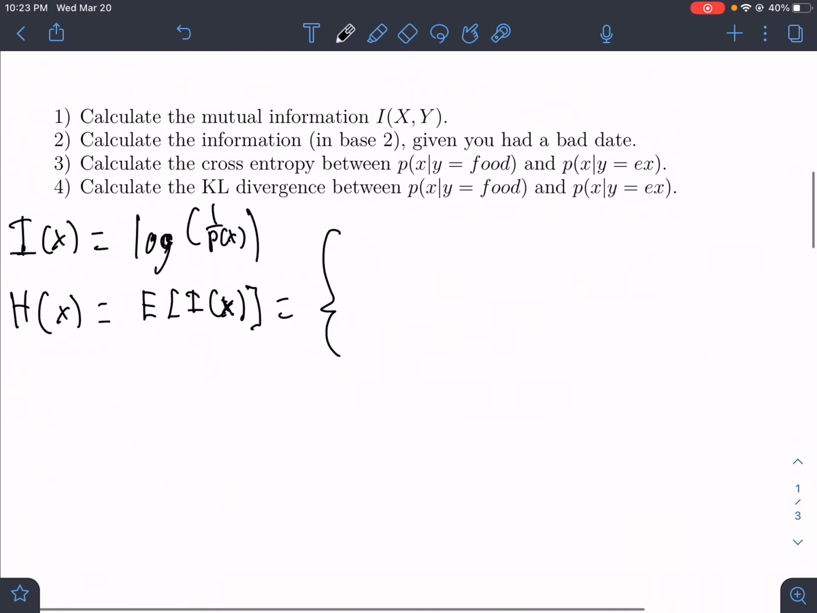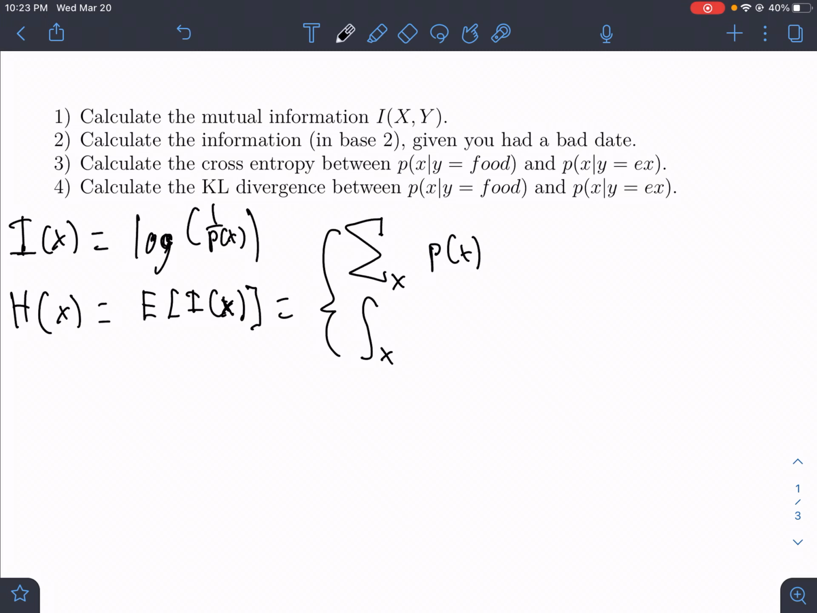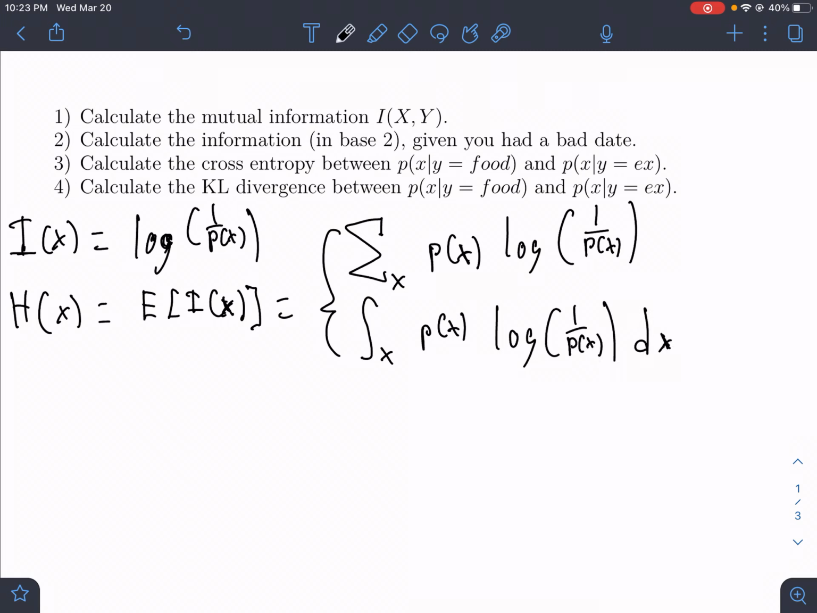Now you remember that expected value is always piecewise because you have to define it differently for discrete and continuous variables. So for discrete, we have a sum. And for continuous, we have an integral. And that's the only difference between the two. The rest is the exact same. P of x, log of 1 over p of x. And I guess there's a dx on the integral, so maybe I lied, but it's the same.